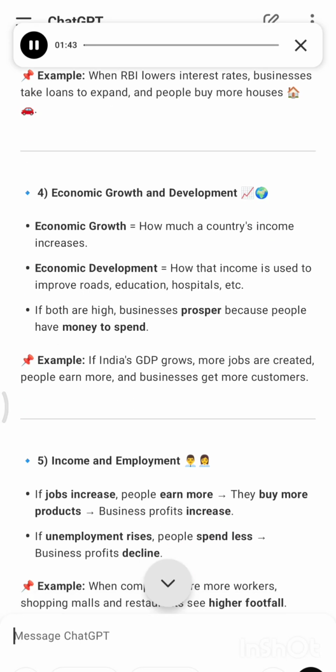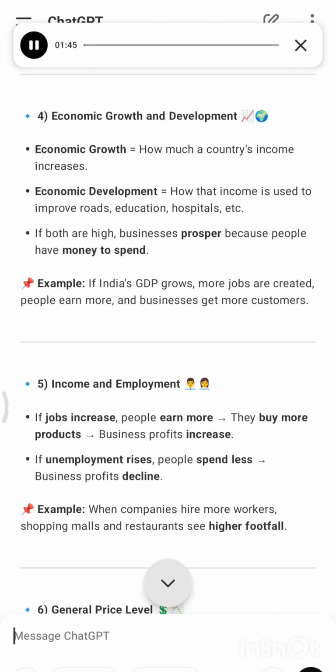4. Economic growth and development. Economic growth is how much a country's income increases. Economic development equals how that income is used to improve roads, education, hospitals, etc. If both are high, businesses prosper because people have money to spend. Example, if India's GDP grows, more jobs are created, people earn more, and businesses get more customers.